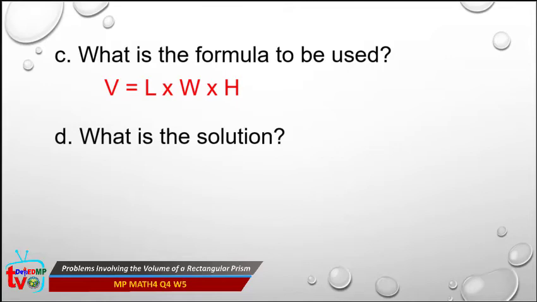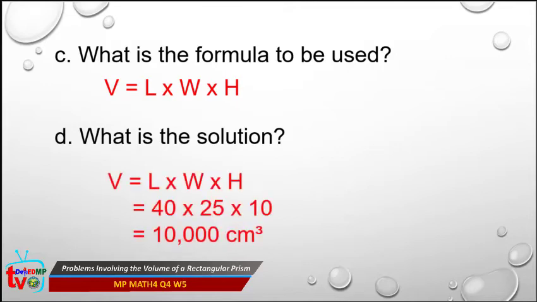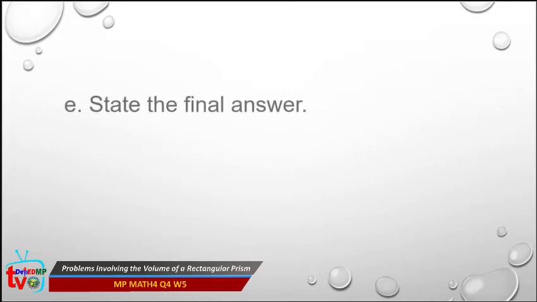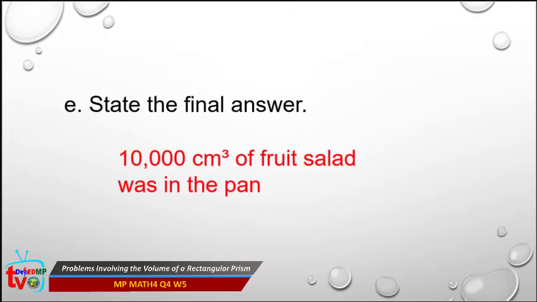Volume is equal to length times width times height. 40 times 25 times 10. The product is 10,000 cubic centimeters. For the final answer, 10,000 cubic centimeters of fruit salad was in the pan.